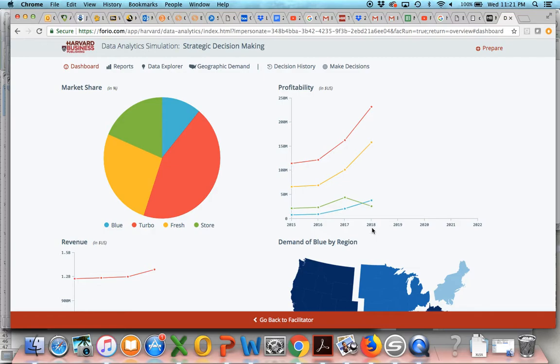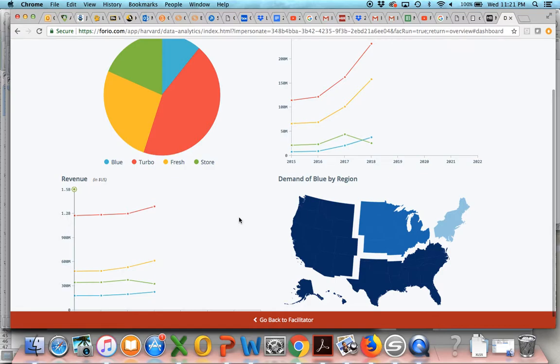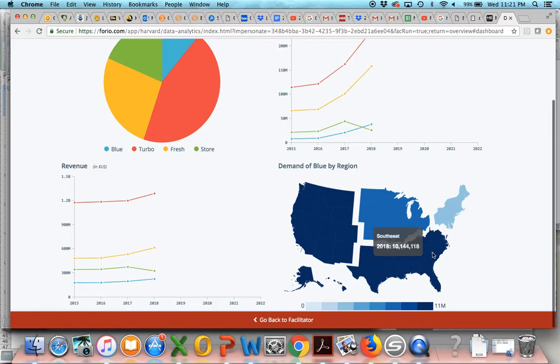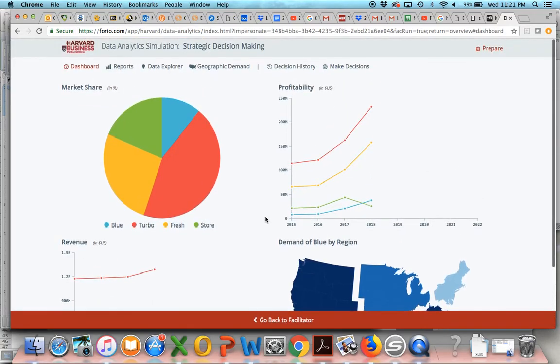You're given 4 years in the past, and you're going to actually be making the decisions that affect the company's performance for the next 4 years. So you're going to try to grow this market share, increase this profitability, increase revenue, and we'll get into what else you're going to see here. A little snapshot of demand by region. So yeah, first tab, dashboard, just your quick snapshot. How are you doing? What does it look like? Where are you right now?